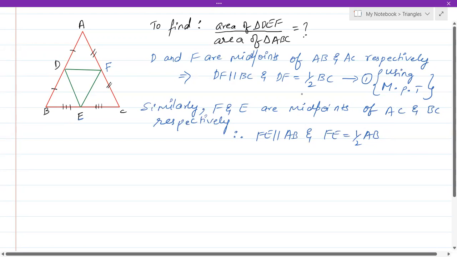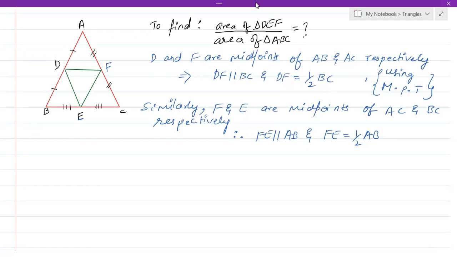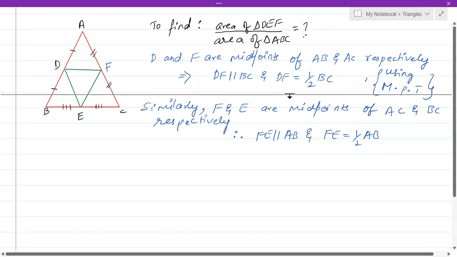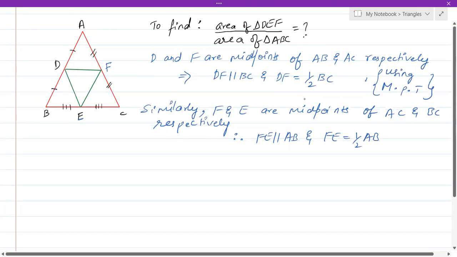Okay. Here, instead of taking this as equation 1, let's make a small change. Once again, we'll get this BC the other side. So it will become DF by BC equals 1 by 2. Let's take this as equation 1. Similarly here, FE by AB will become 1 by 2. Let's take this as equation 2.